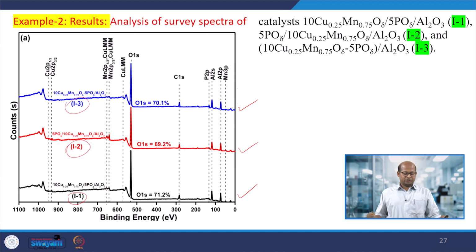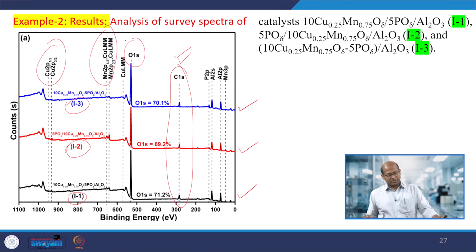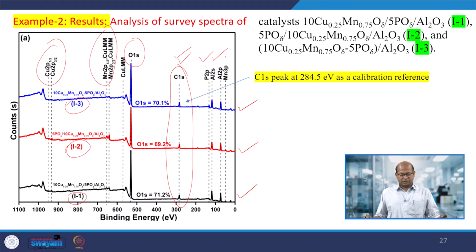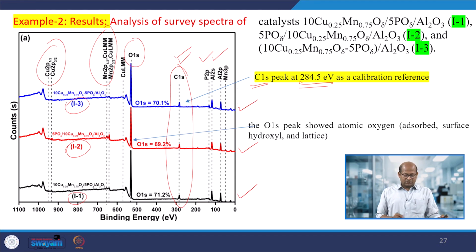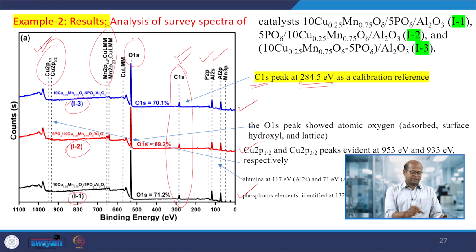So almost all these peaks look similar. Here the carbon 1s spectra is coming. From the surface spectra you can see close to 300, so 280 I think, that we are getting the carbon spectra. After that we can get copper 2p 1/2 and copper 2p 3/2 splitting, manganese, oxygen 1s, phosphorus and alumina are also present here. So first, at 284 electron volts we get the carbon 1s peak, which we can consider as a calibration reference. Then oxygen, then copper 2p 1/2 and copper 2p 3/2 peaks, and then alumina and phosphorus at different locations. So now we can analyze the individual metals present, copper and manganese.